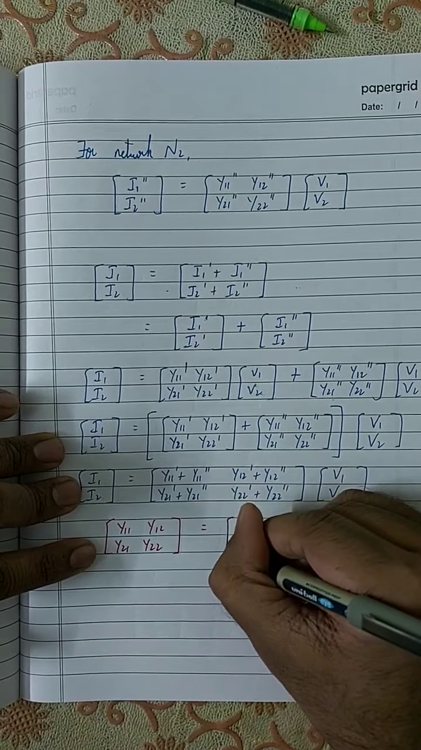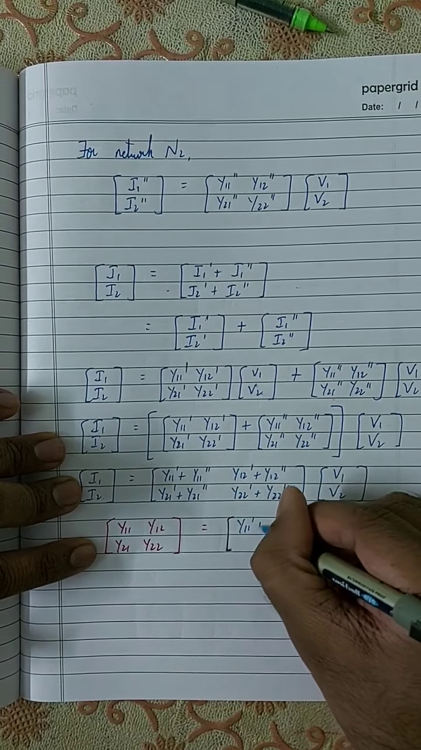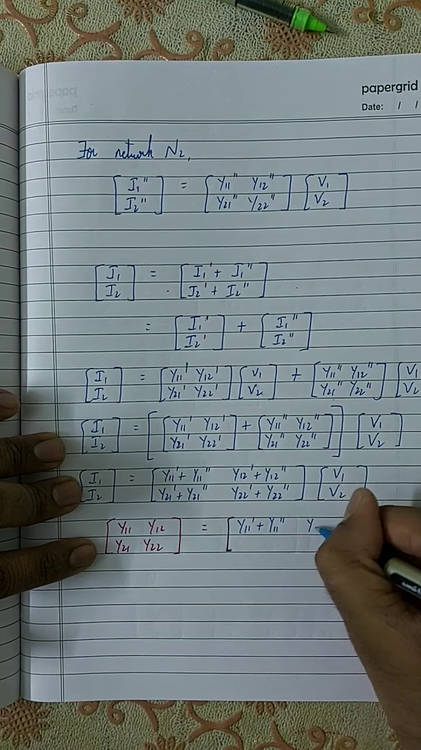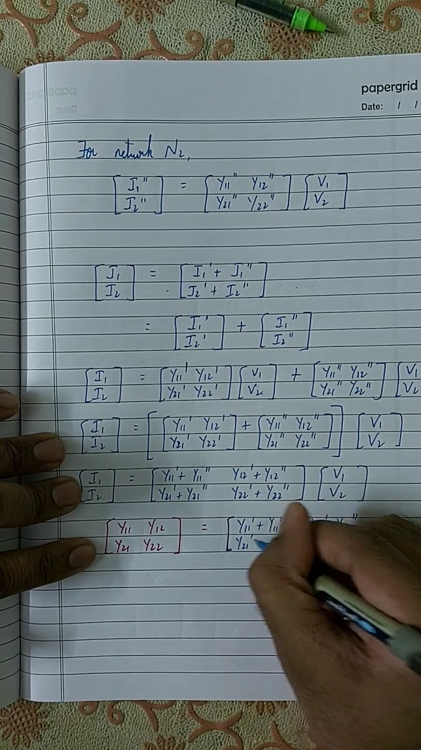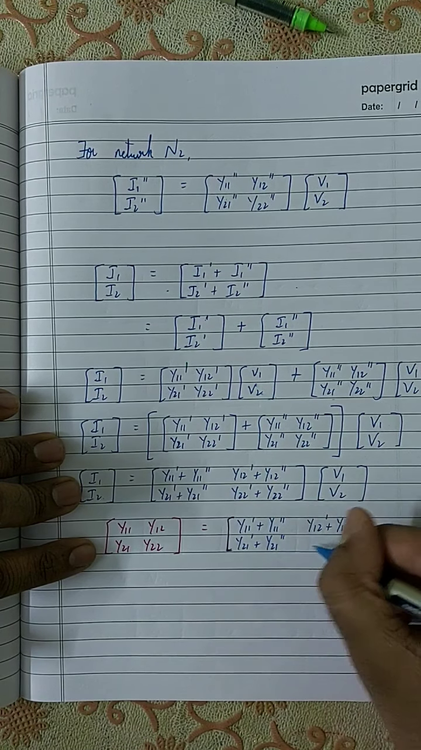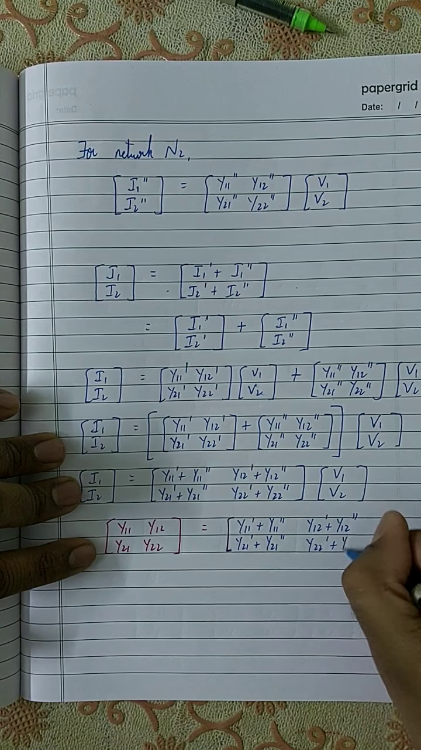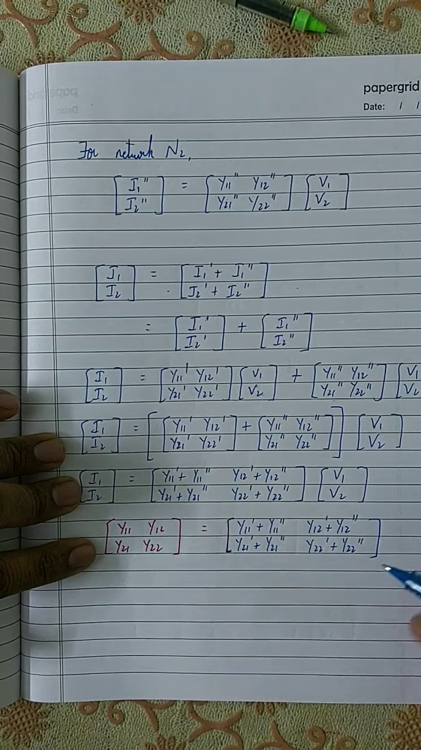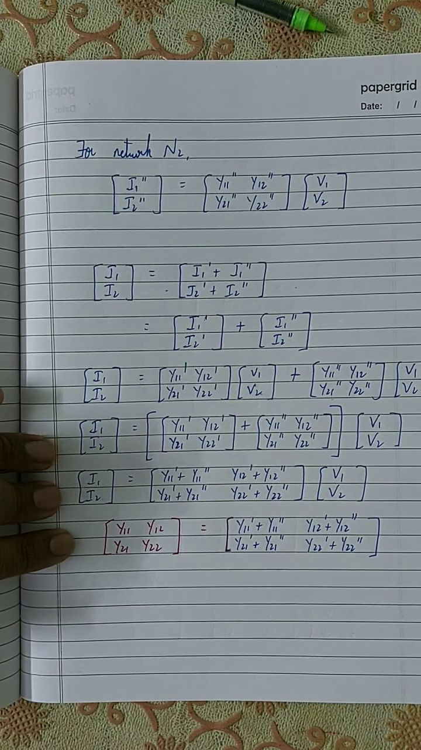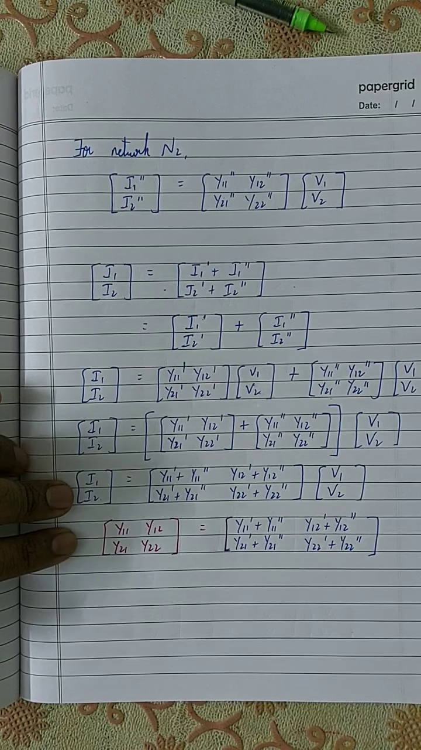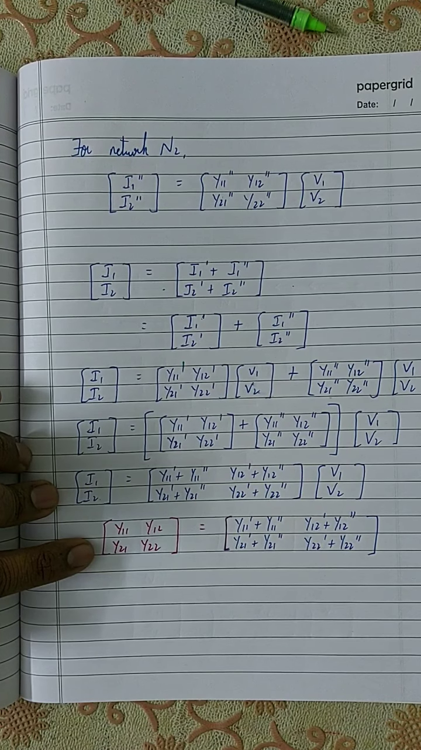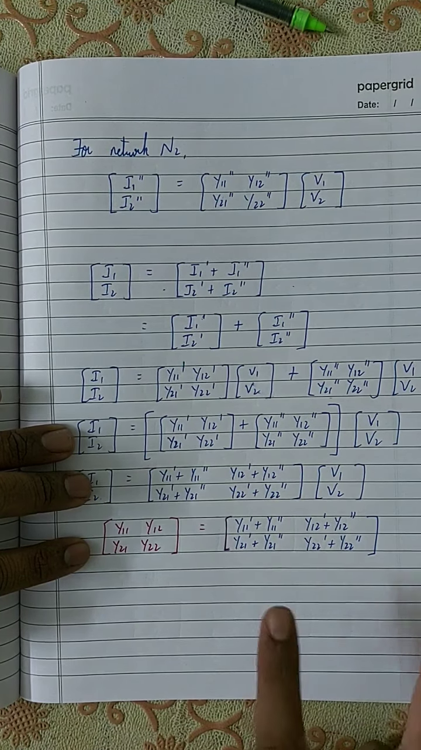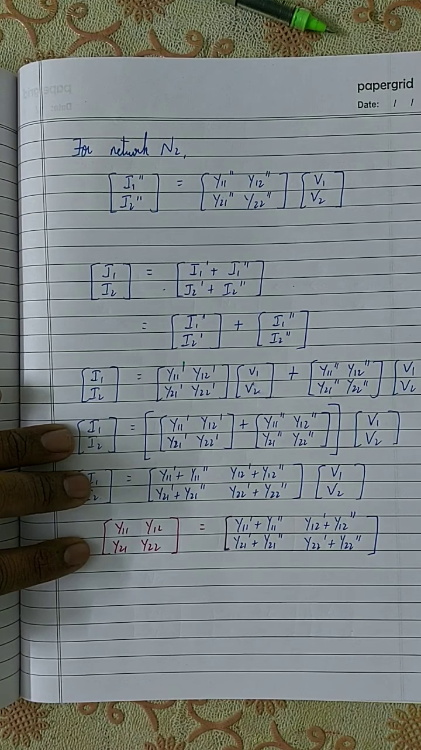This is equal to Y11 dash plus Y11 double dash, Y12 dash plus Y12 double dash, Y21 dash plus Y21 double dash, and Y22 dash plus Y22 double dash. From here what you have understood is that if two networks are connected in parallel, then the overall y parameter of the network is nothing but the sum of the individual y parameters of the networks.